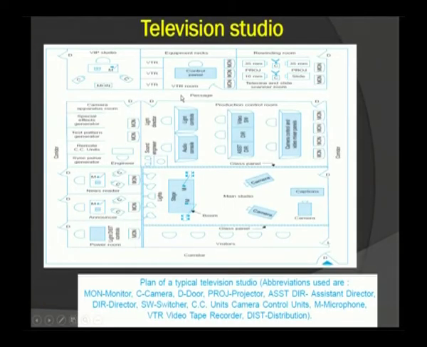The television studio looks like this. It will have a VIP studio, equipment racks, rewinding rooms, production control and the main studio, where M indicates the monitor and C the camera. And here also, in the control room and the rewinding room, the main editing of the captured or stored picture takes place before transmitting.